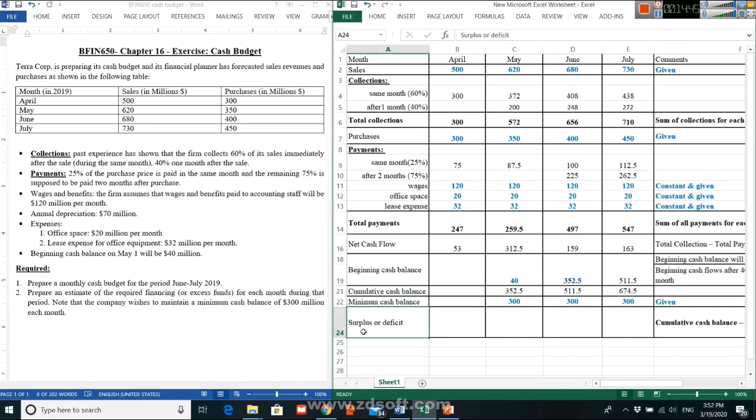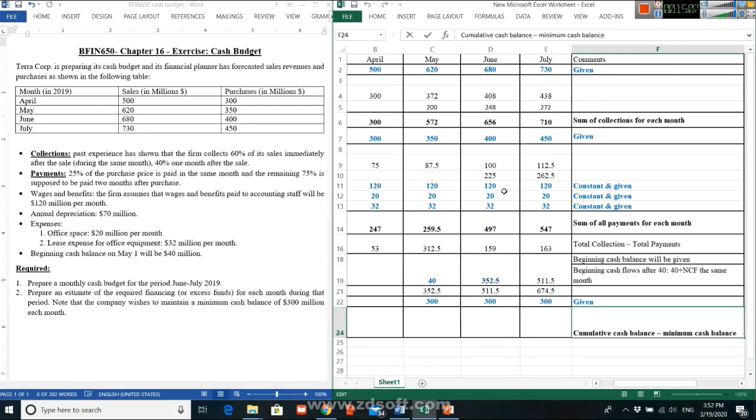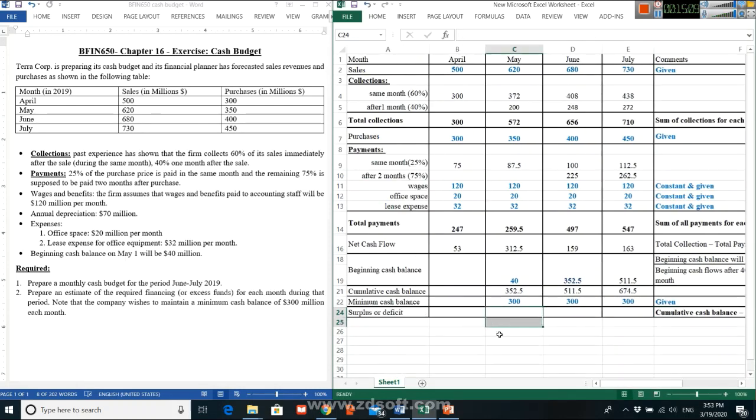Finally, we will see if the company has a surplus or a deficit of cash. The company wishes to maintain a minimum cash balance of 300, and it has a cash balance of 352.5. As a result, it has a surplus. So here's the formula: cumulative cash balance minus the minimum cash balance. So it has a surplus of 52.5 million.